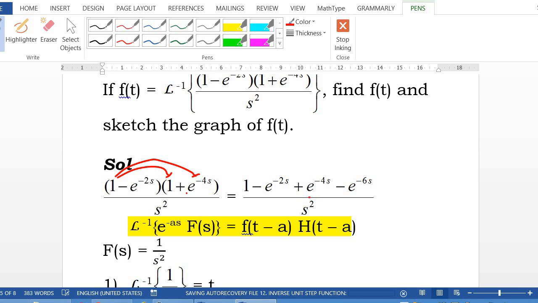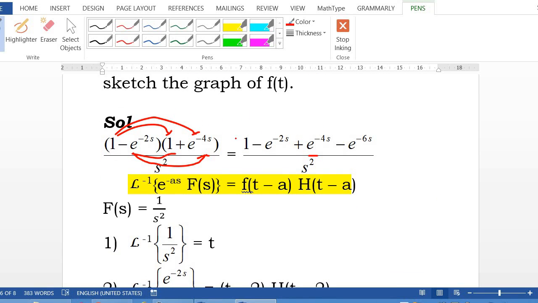Exponent negative 4s here. So this is minus exponent negative 2s, and then minus exponent negative 2s times exponent negative 4s, total is minus exponent negative 6s over s squared. Okay, so we can notice that for this fourth term, their function F(s) is actually 1 over s squared.